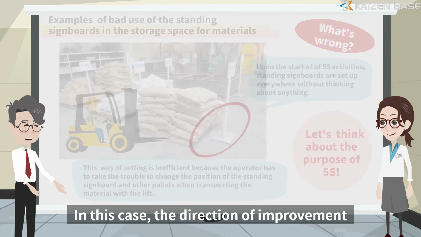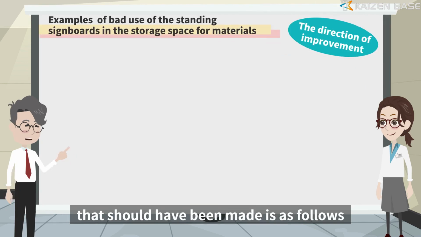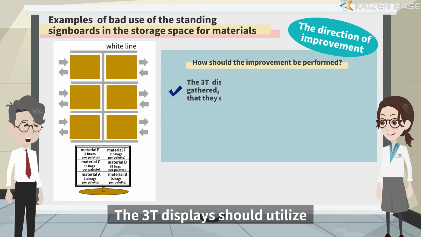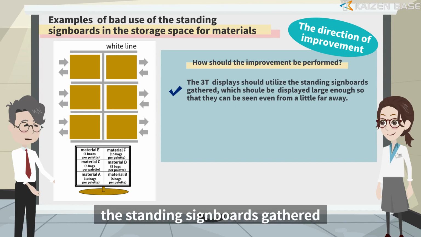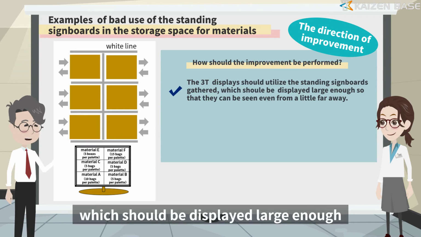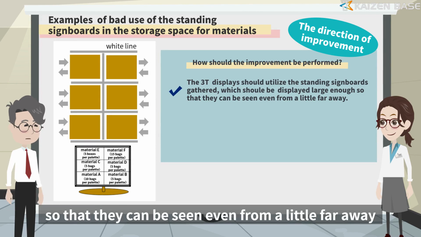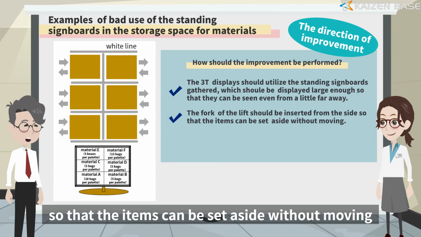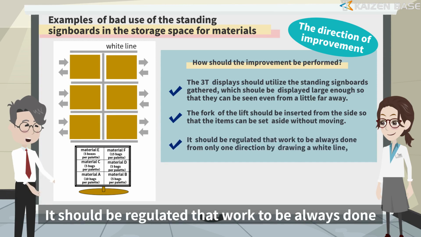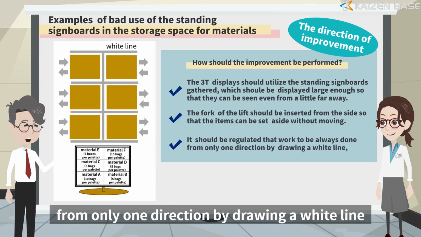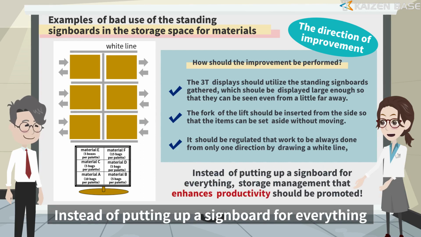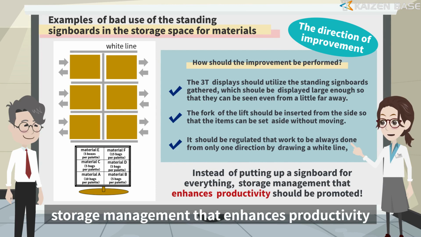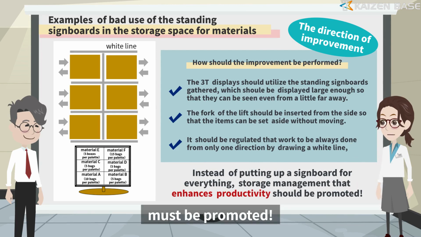In this case, the direction of improvement that should have been made is as follows. The 3T displays should utilize the standing signboards gathered, which should be displayed large enough so that they can be seen even from a little far away. The fork of the lift should be inserted from the side so that the items can be set aside without moving. It should be regulated that work to be always done from only one direction by drawing a white line. Instead of putting up a signboard for everything, storage management that enhances productivity must be promoted.